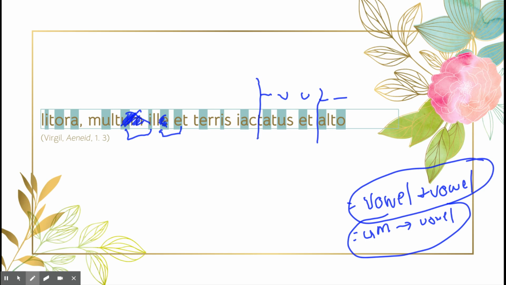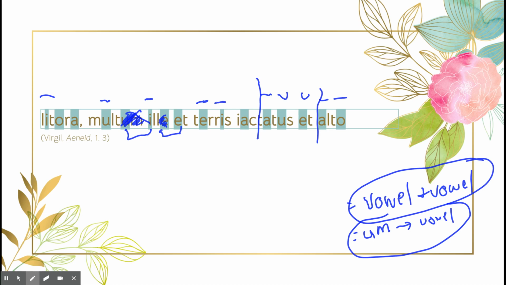Now, things I already know. Litora, this I is going to be long because it's the beginning of a phrase. So what else can I see that could be long? This U can be long because it's followed by an LT. This I is going to be long because it's followed by an LL. This E is going to be long. This I is going to be long.